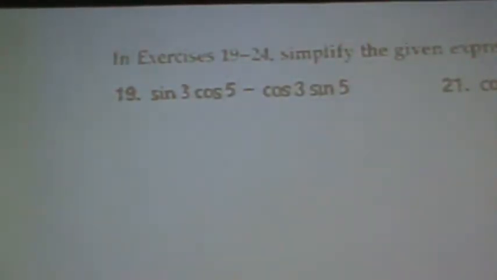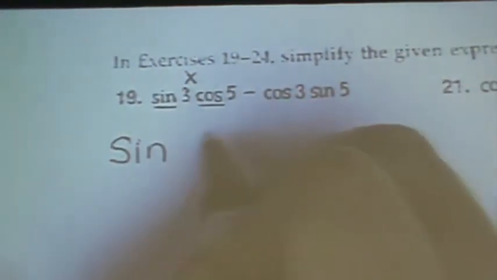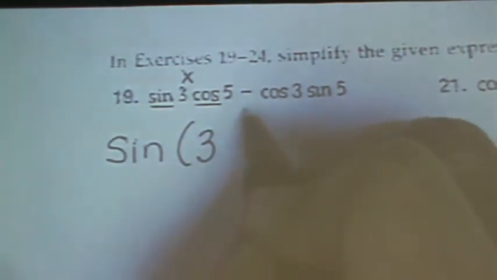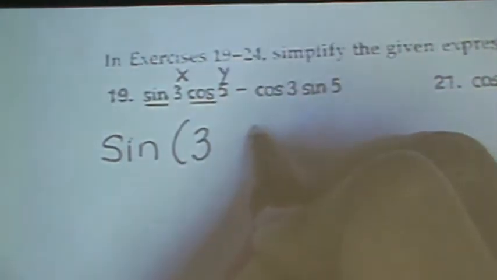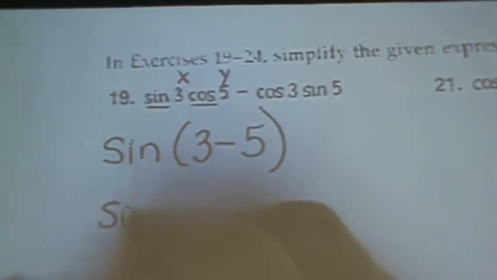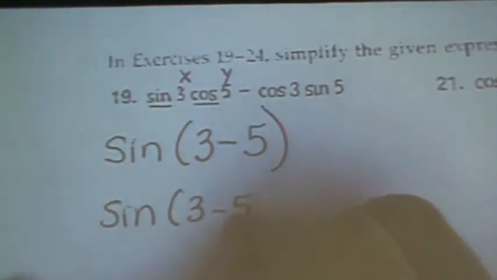Number 19. If you look at this one alternates sine, cosine, so it's a sine identity, sine, cosine, sine, cosine. So it's the sine of the first angle times the cosine of the second one. So it's a sine identity. So the first angle we're going to call, that's going to be your x. And then your second angle, we'll call it y. Okay? So we are going to subtract, so it's sine of 3 minus 5, which is -2.